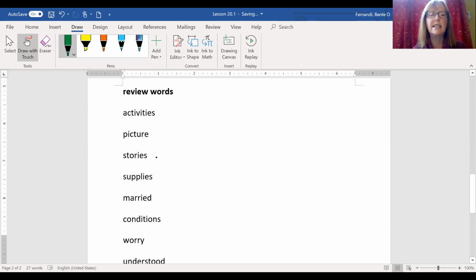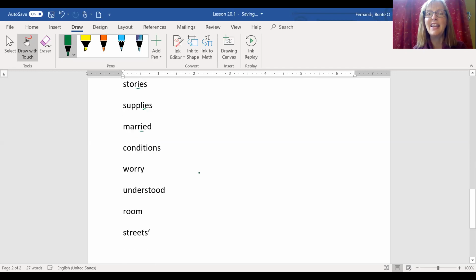Here are some review words. Activities. We see that activity, the Y has been changed to an I before adding the ES. Picture. Remember, pick, the K at the end of a syllable that's being followed by another syllable is going to be a C. And then chur is spelled T-U-R-E. So picture, nature, adventure. Those are all T-U-R-E words. Stories, same thing. The Y will change to an I and then the ES is added. Supplies, the Y was changed to an I and we added ES. Married, same thing. Y was changed to an I before we added ED.